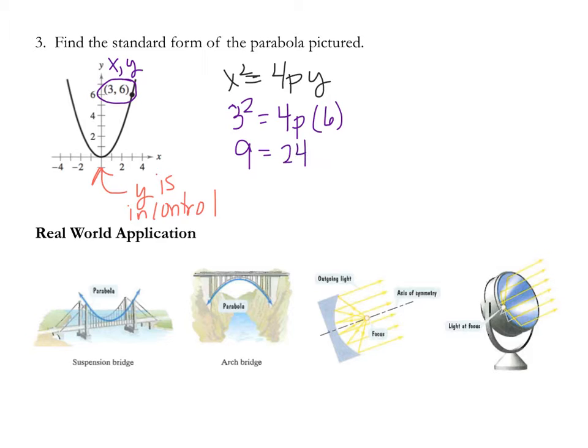And we get 9 equals 24p. And we can go ahead and divide by 24, and I'm just going to simplify that. That's p equals 3/8.